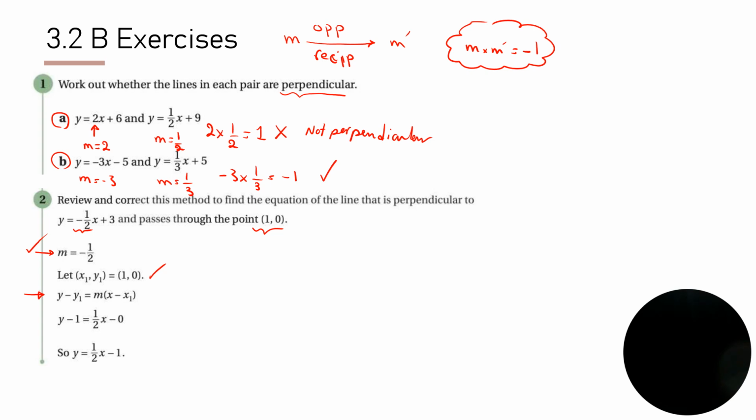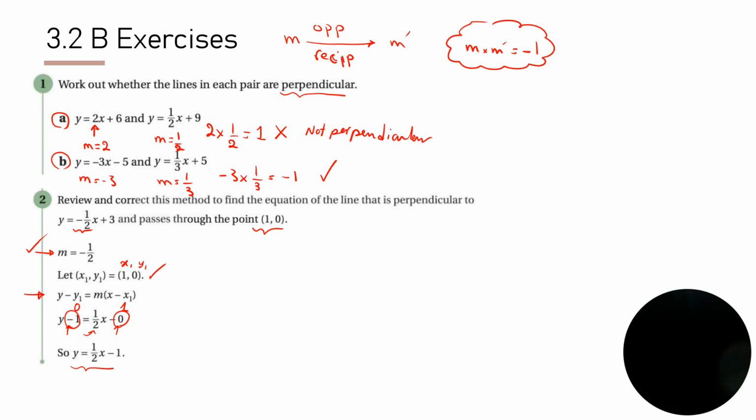Let's substitute. The point is (1, 0). Here they substituted -1 and 0, and the gradient is half. So the line is half x minus 1. What are the mistakes? The first mistake is that for this point that is given, 1 will be x1 and 0 will be y1, which by mistake they put in the wrong place. For x1 it must be 1, for y1 it must be 0. This is the first mistake.